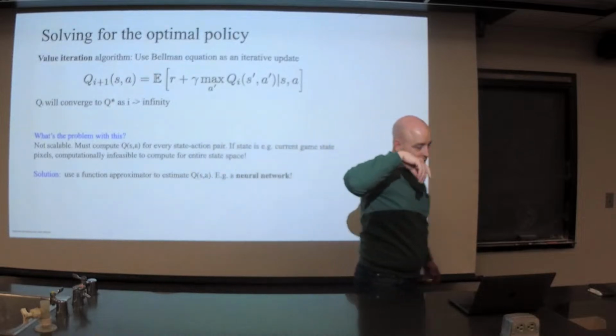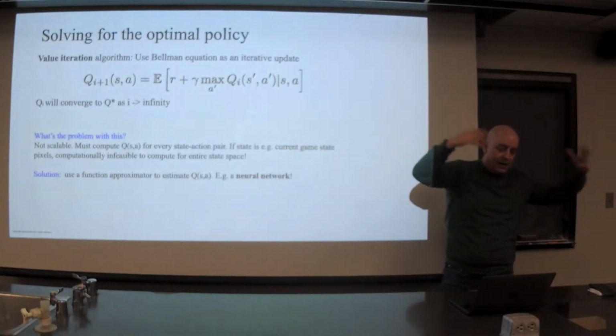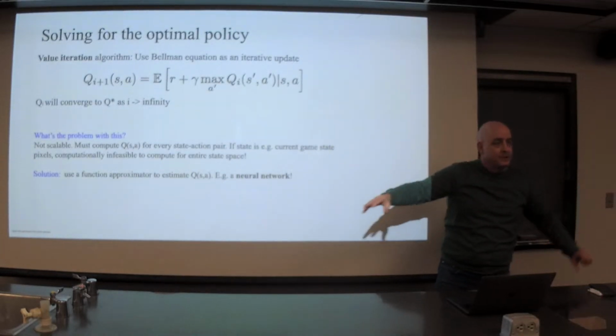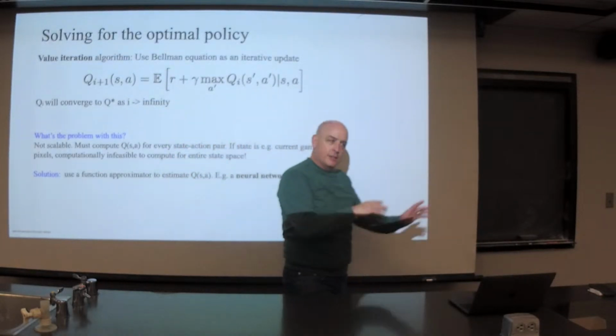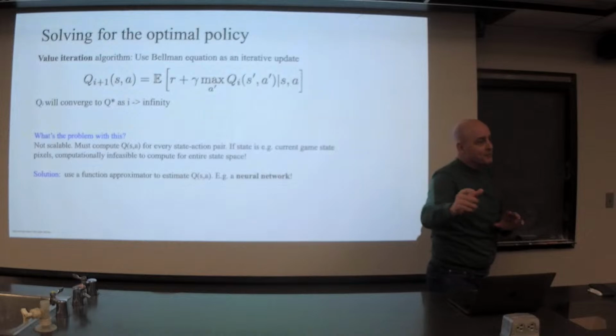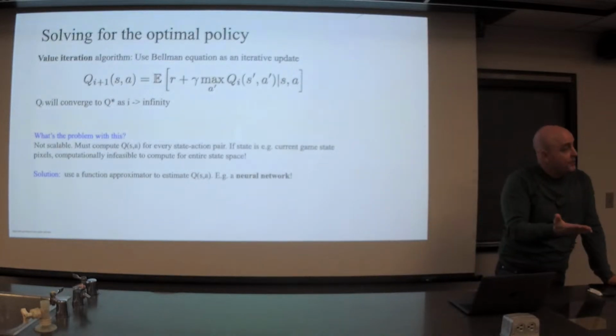But when we start off and we randomly initialize our network, it's not going to be optimal. So these two things are going to be different, but we want them to be the same. So how do we make them the same?